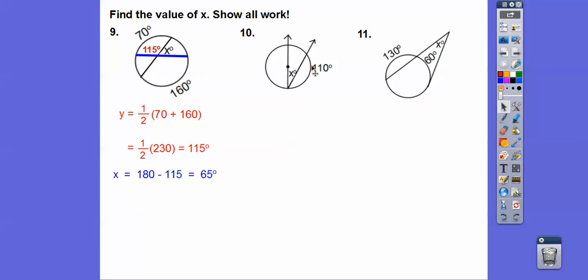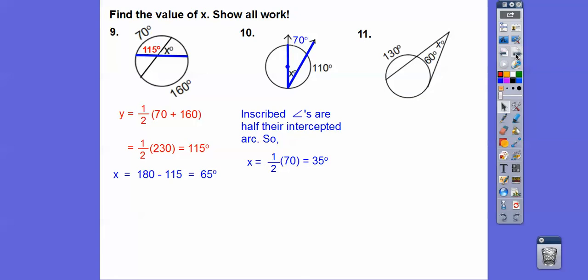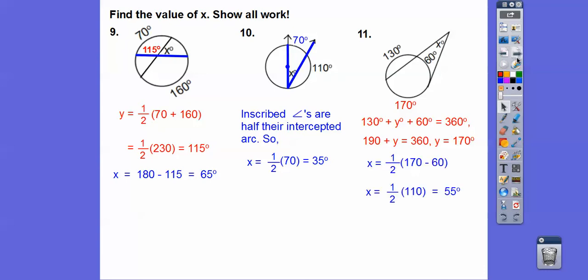Okay, so here's a diameter. A diameter is 180, so this must be 70 right there, okay? And this is an inscribed angle. It is half that 70. All right, so here's a circle. A circle is 360, so if we take the rest of it from 360, we find that this arc right here is 170 right there. Now, since this is outside, we subtract these arcs and take half, okay? So we get 55 on that.